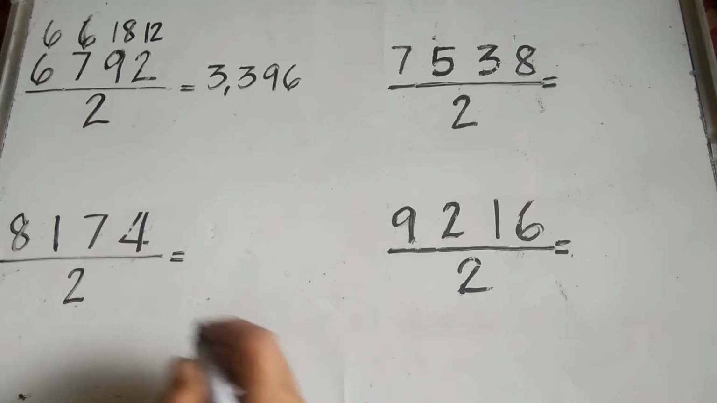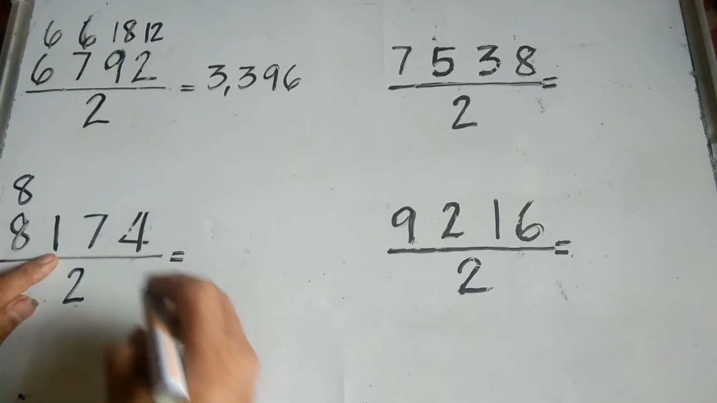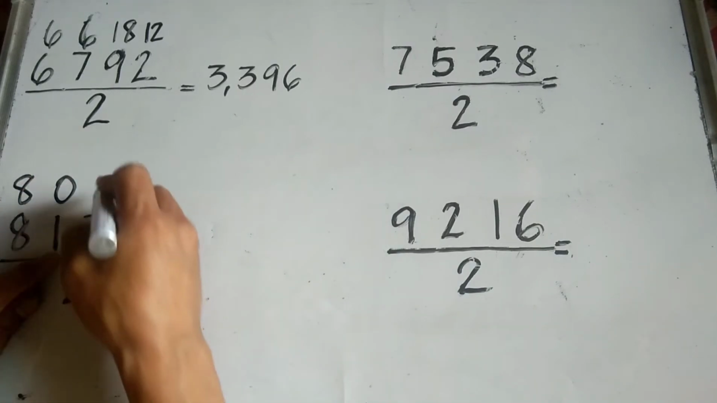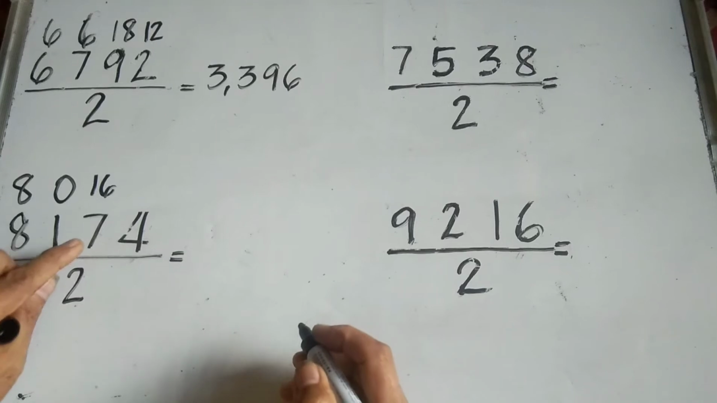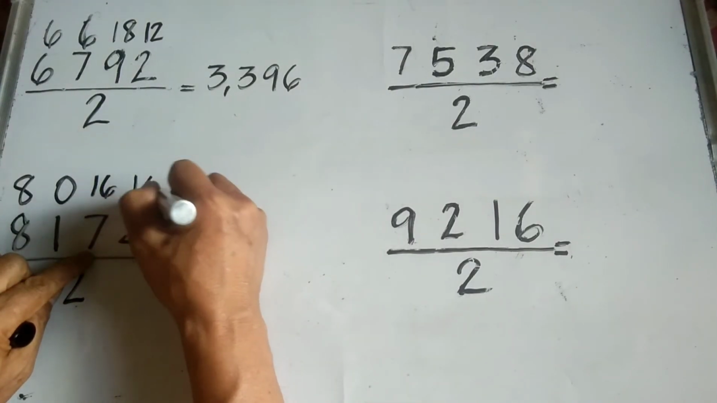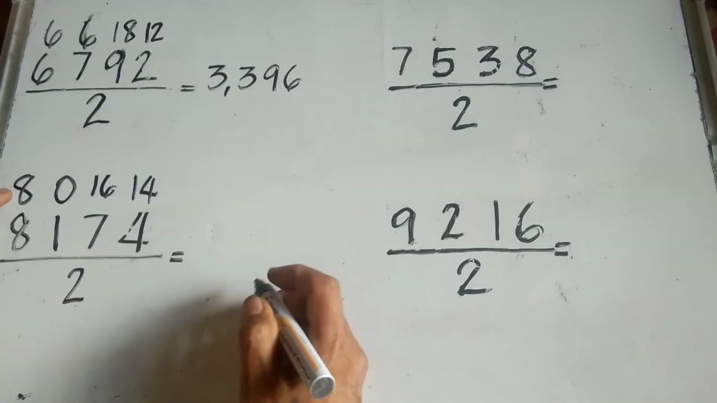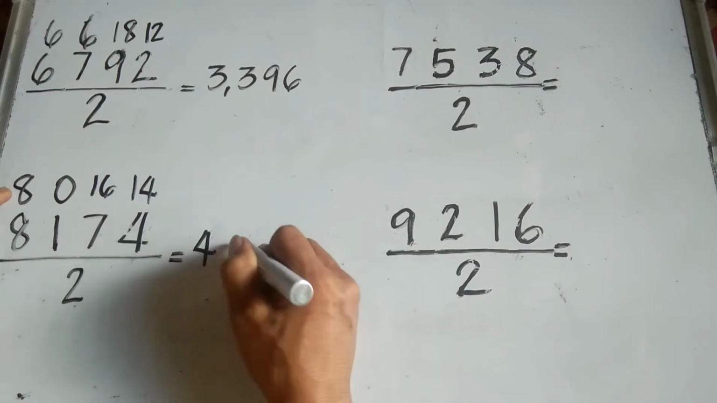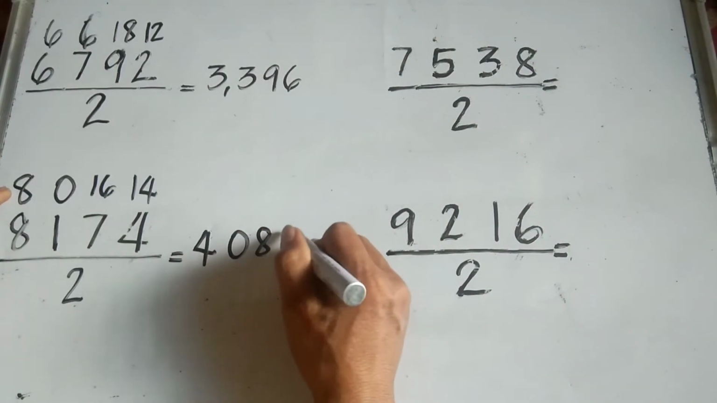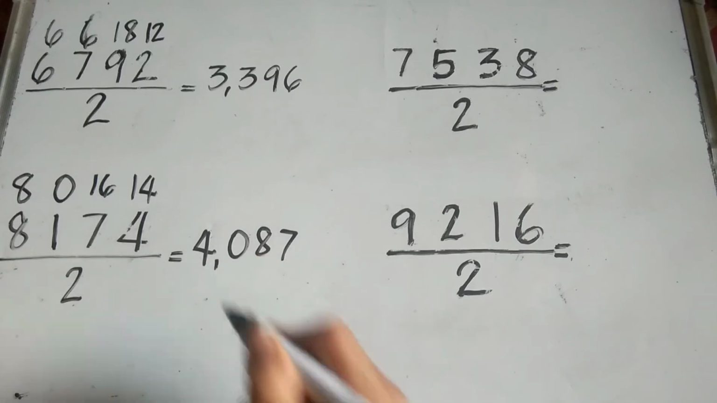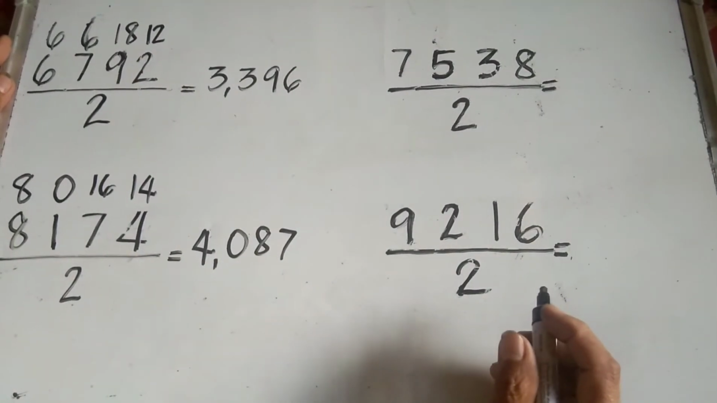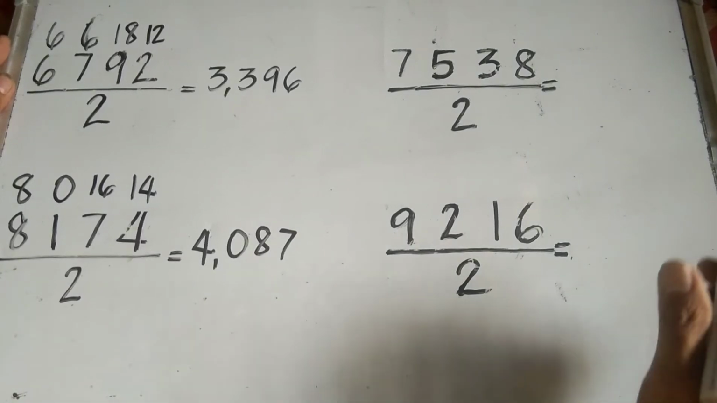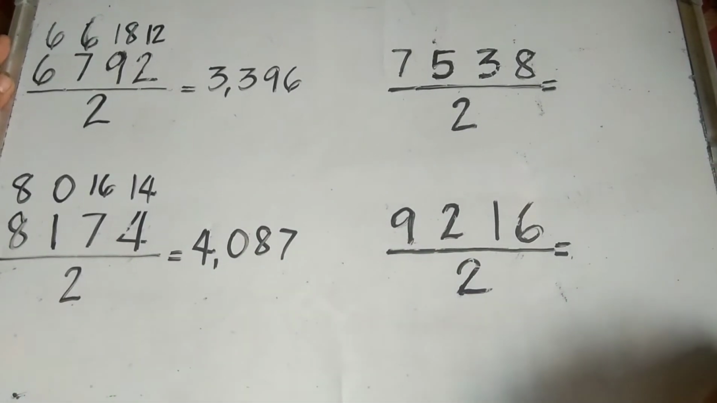Next number, 8 is divisible. 0 cannot be divided, so we have 0. Carry 1 to the next digit. 17 cannot be divided. Lower it to 16. 1 is the remainder. Carry it to the next digit. So we can now divide because they are now even numbers. 4, 0, 8, and 7. 4,087. So that's how quick we can get our quotient if we change our dividend into even numbers.